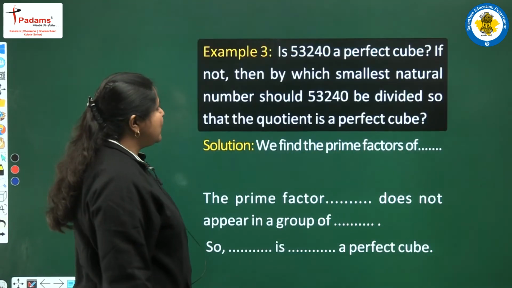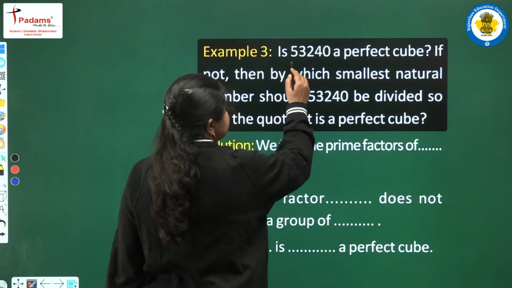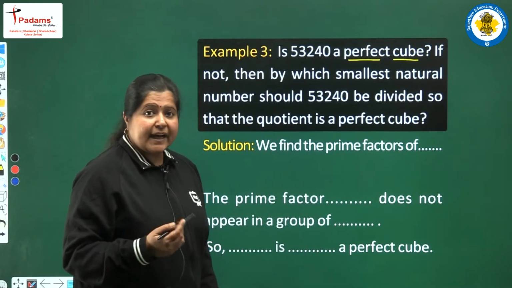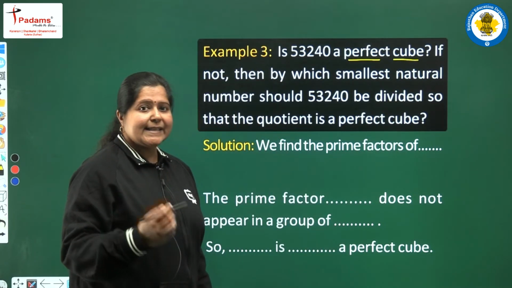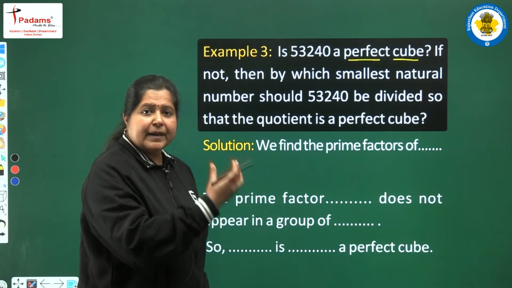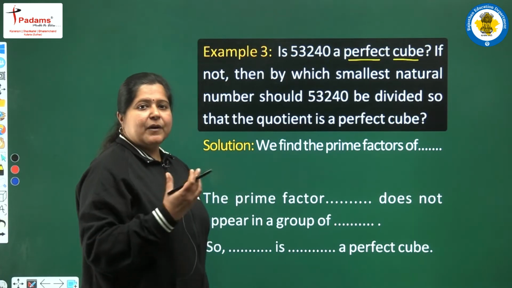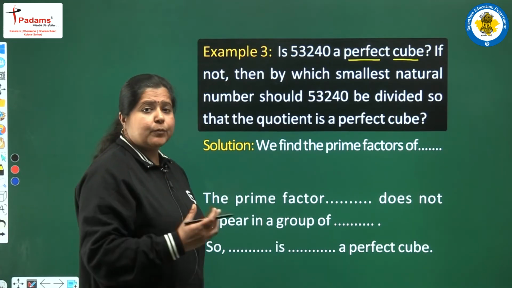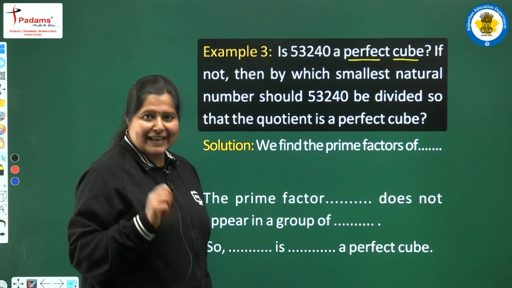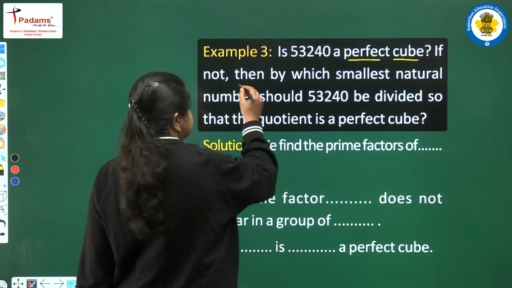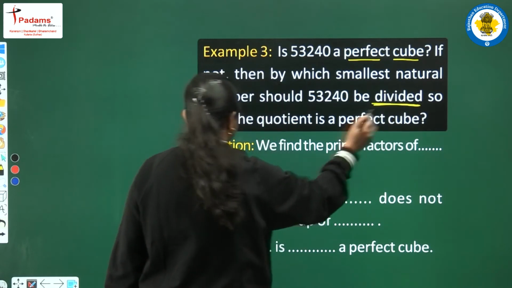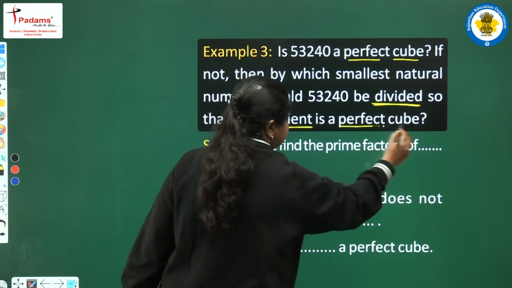Okay, we have one more example. Is 53,240 a perfect cube? फिर से यही पूछ रहे हैं कि क्या ये एक perfect cube है. तो हम फिर से इसके प्राइम फैक्टर्स निकालेंगे और अगर सभी प्राइम फैक्टर्स 3 के ग्रुप में अपीयर होंगे तो ये एक परफेक्ट क्यूब है. और अगर वो 3 के ग्रुप में नहीं है, कोई भी एक फैक्टर मिसिंग है, तब ये एक परफेक्ट क्यूब नंबर नहीं है. Then if not, by which smallest natural number should this be divided this time so that the quotient is a perfect cube.